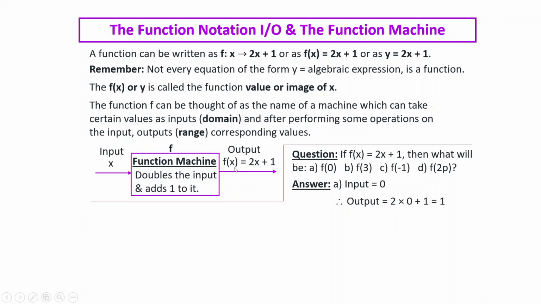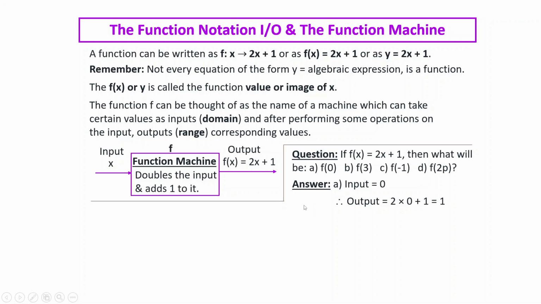Or else what you can do, if this statement form of operation is not given, you don't need it actually. You have the output expression. Just substitute the input in place of x, because when x is the input, this is the output. So when 0 is the input, what will be the output? So just in place of x, you substitute 0. 2 times 0 plus 1 is 1.